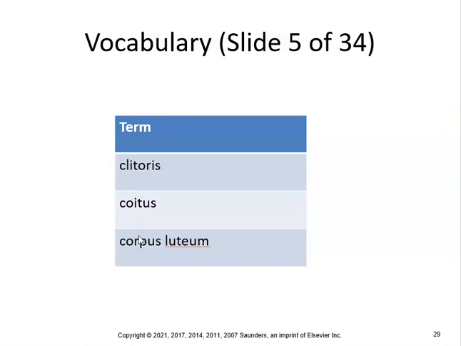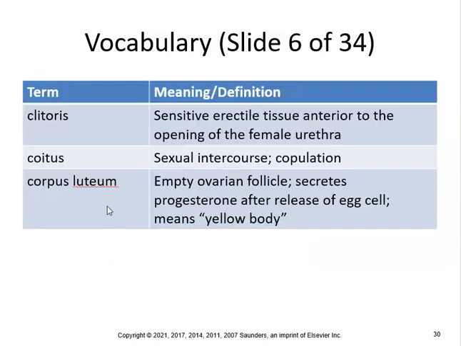Here's the clitoris, coitus, and corpus luteum. Clitoris, sensitive erectile tissue anterior to the opening of the female urethra, that is equivalent to the male penis. Coitus means sexual intercourse, copulation, so you've heard of coitus interruptus, that is the withdrawal technique. Corpus luteum, that's an empty ovarian follicle, secretes progesterone after release of the egg cell, means a yellow body.